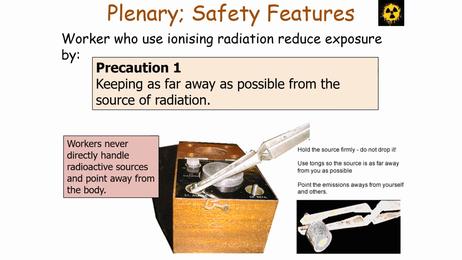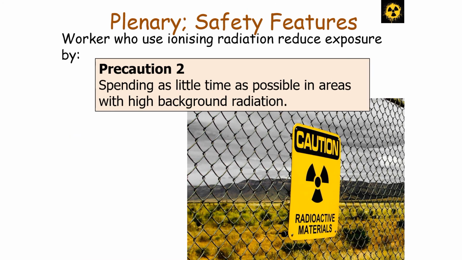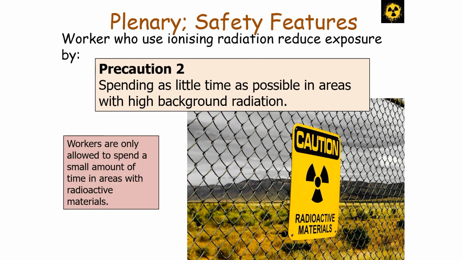So never handle radioactive sources directly and point them away from the body. So use tongs to prevent contamination and minimize irradiation. You should spend as little time as possible in areas with a high background of radiation. So workers are only allowed to spend a small amount of time in areas with radioactive materials. So this will reduce irradiation.